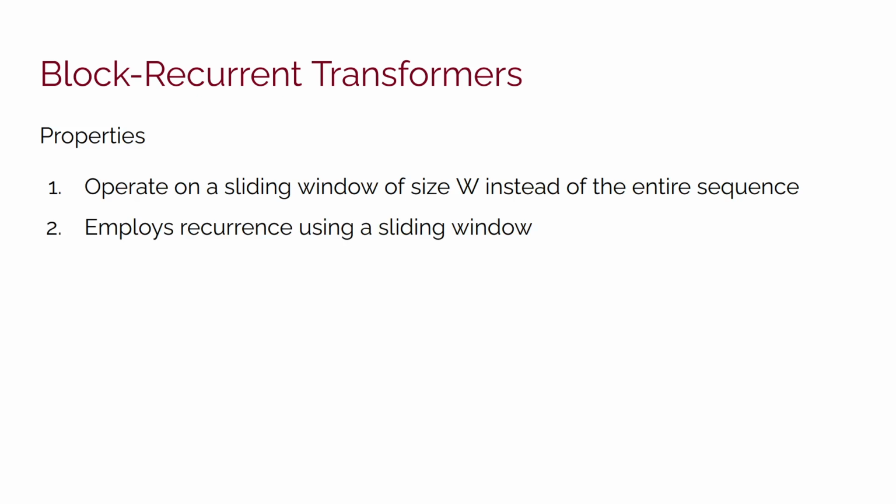For example, 64 or 128 or something like that. And it uses recurrence, which is done using the sliding window. And it has no hard context limit because instead of using attention directly, it uses a latent state. And no matter how big the input sequence is, the latent state size stays the same.